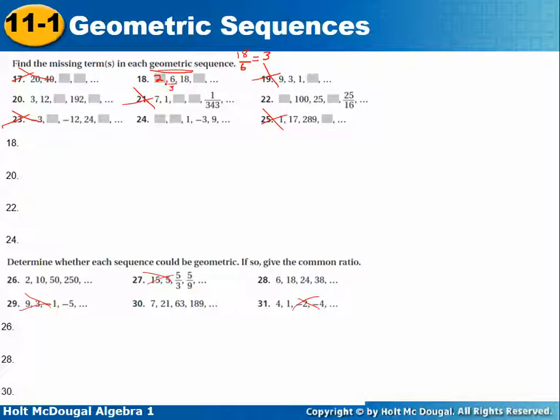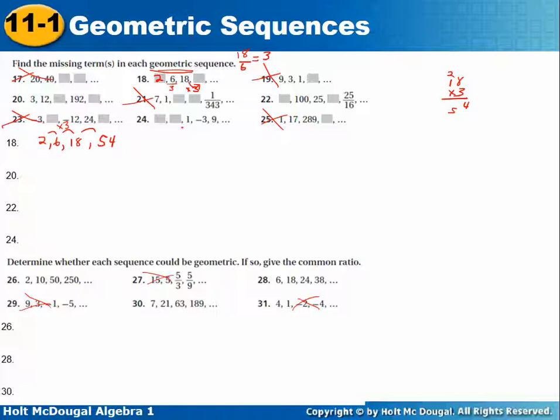That would be the first term. And then to get to the next term, after it, you would multiply by 3. So to find terms before it, you divide. To find terms after it, you multiply. And I think that's 54. Yes. So for 18, it would be 2, 6, 18, 54. And then you can check by making sure that times 3, times 3, times 3. Yep, it works. Every one of these is times 3.